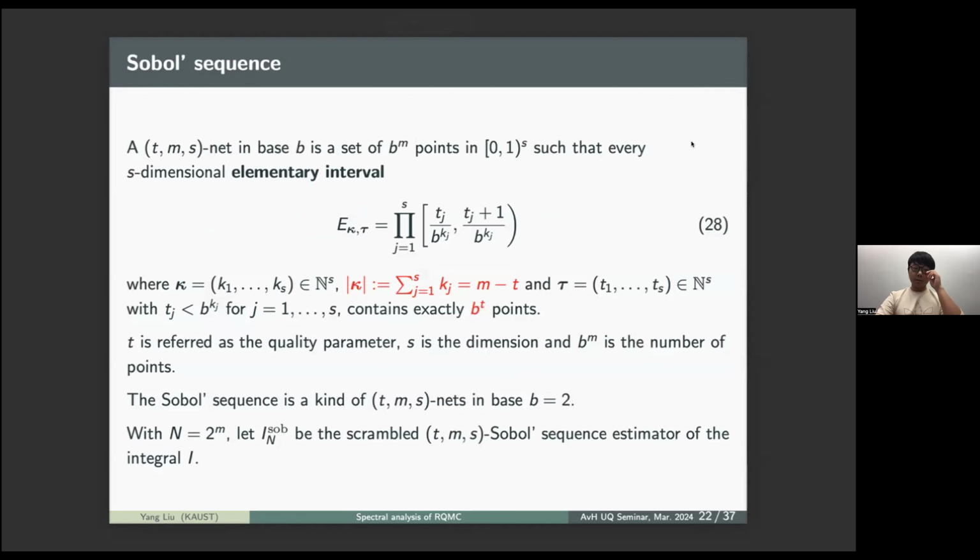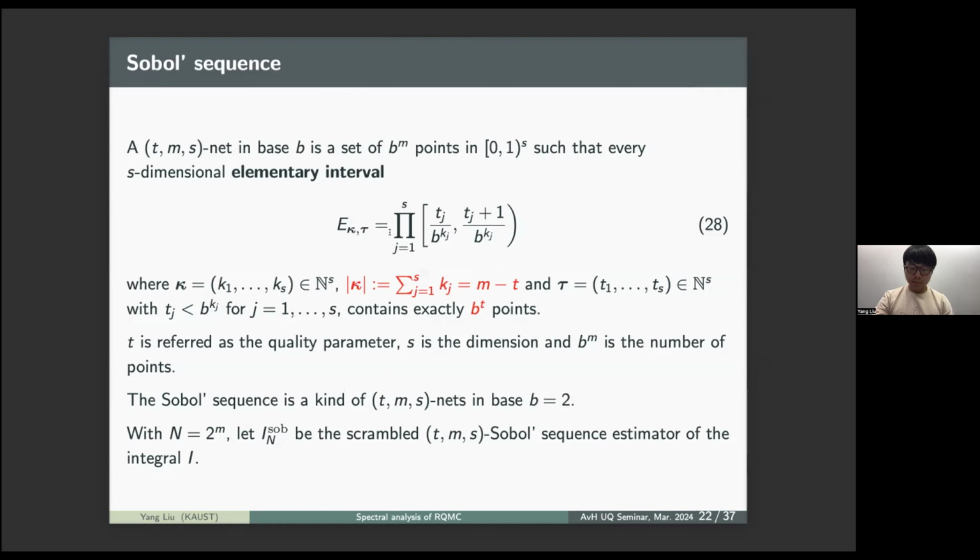Okay, so this concludes the part for the lattice rule, and now I want to talk about the Sobol sequence. First, I want to introduce the notations of the TMS net in base b. Okay, so we introduce this elementary interval, this E of kappa and tau.